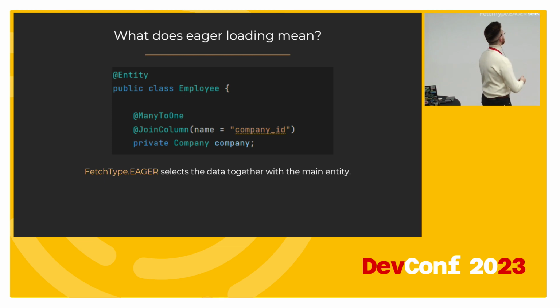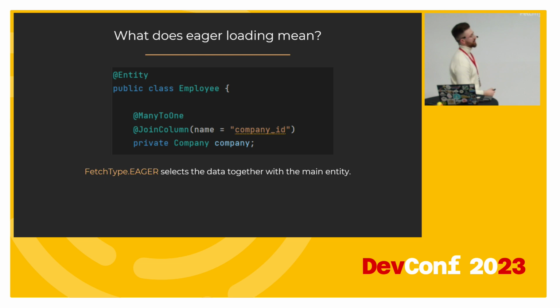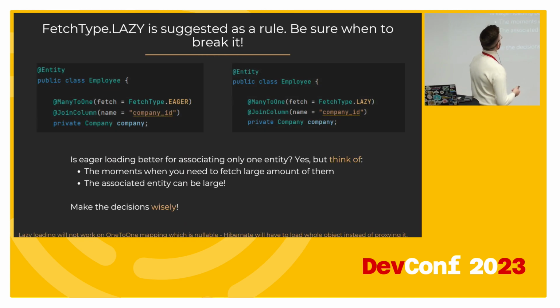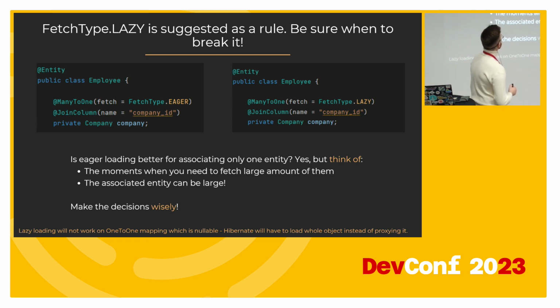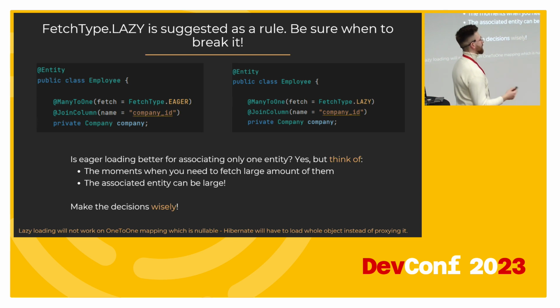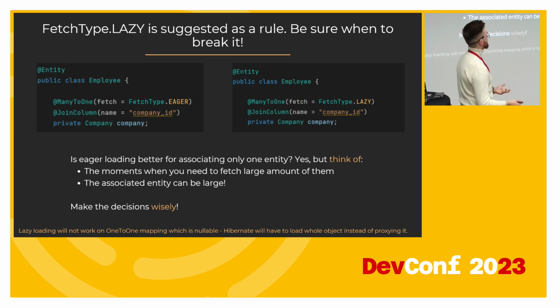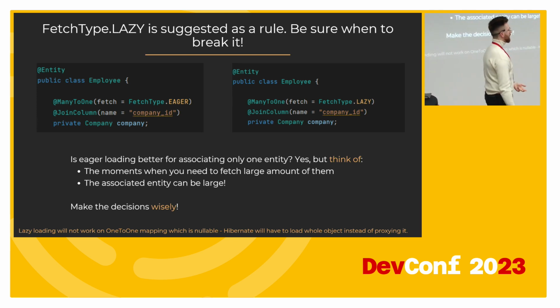On the contrary, what does eager loading mean? Once we load the employee, we also load the company in the end. And many-to-one is by default like that, so I didn't annotate it here. In Java, fetch type lazy is suggested as a rule, but I know for various features, for various needs, we want to use the lazy or the eager. We have some needs behind that.